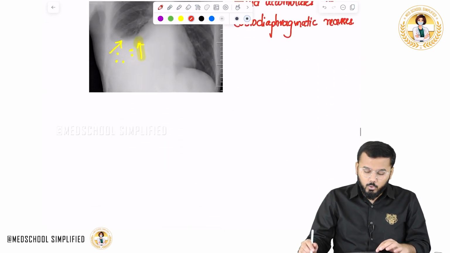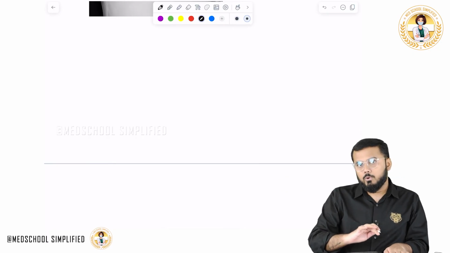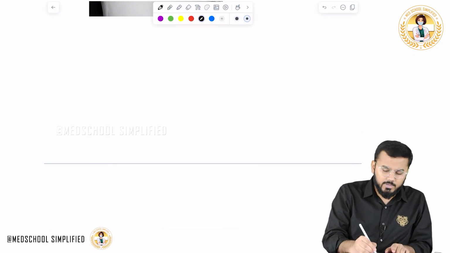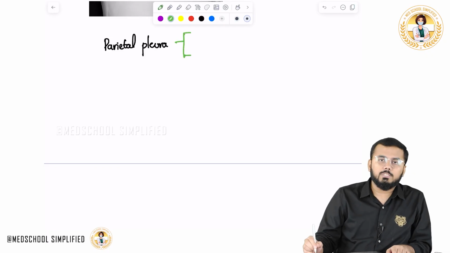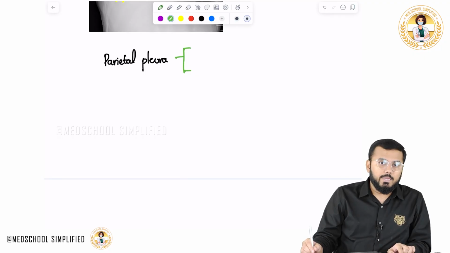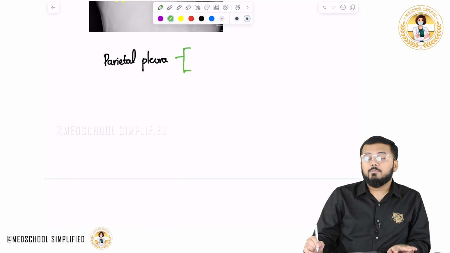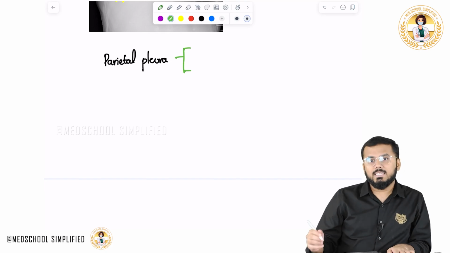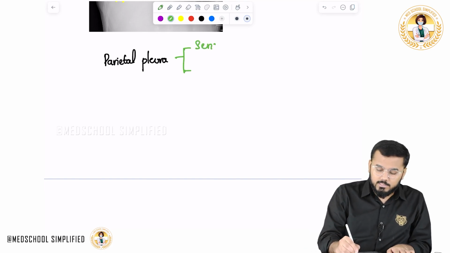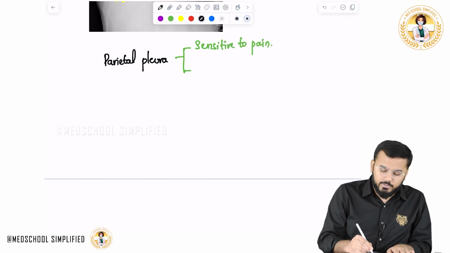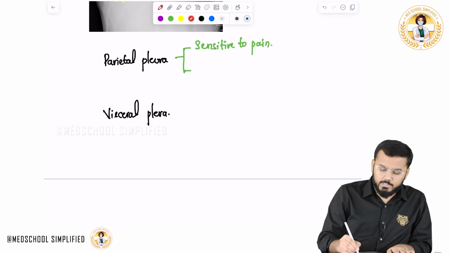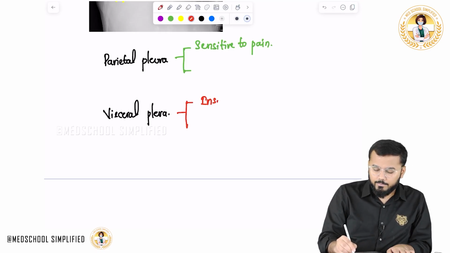Now if you look at the differences between the parietal pleura and visceral pleura, we can make out two important differences. Parietal pleura is sensitive to pain. Why? Because there are pain receptors. But visceral pleura does not have pain receptors, so it is insensitive to pain.